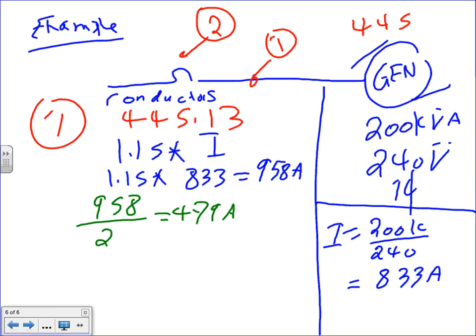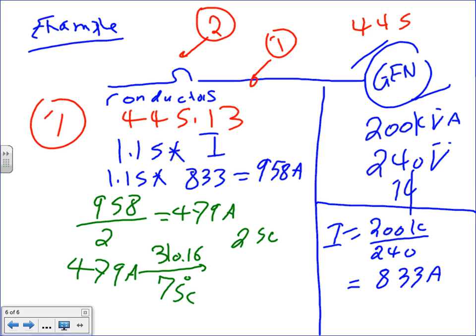479 amps. And from here, my friends, you're going to take 479 amps, take it to where? 310.16, on the 75-degree column. What do you get? 800. How many sets? We have 2 sets. How many conductors? Let's just do full neutral. 3 conductors, 800 kcmil.